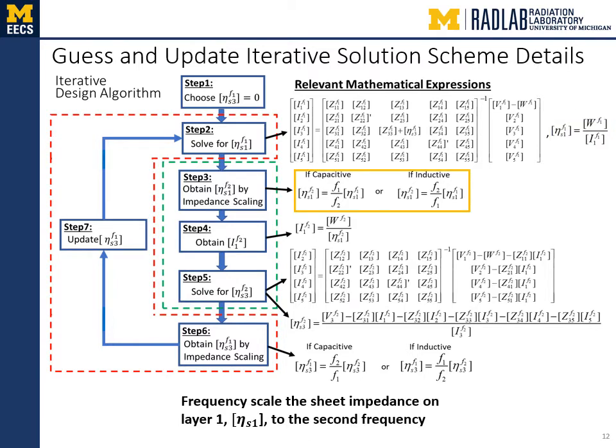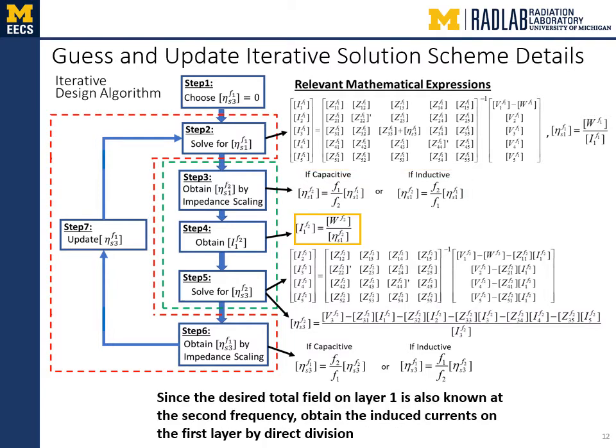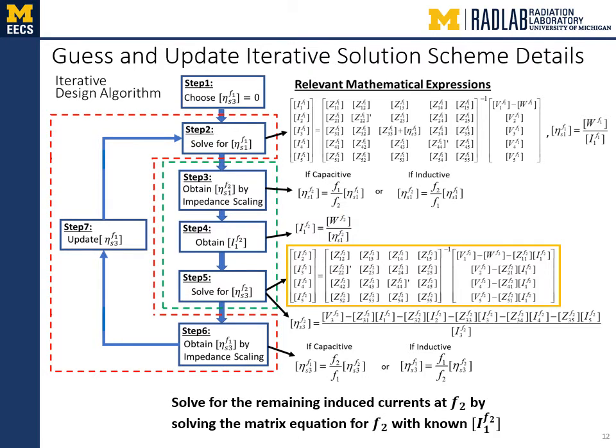By the usual frequency scaling laws for impedances, the sheet impedance of layer 1 at the second frequency can be determined. Because we now have the sheet impedance and the total field along layer 1 at the second frequency, we can solve for the induced currents along layer 1 at frequency 2. Because there are now only 4 unknown surface currents, we can reduce the system of 5 matrix equations into a system of 4 by removing the matrix equation describing layer 3, which has the unknown sheet impedances along that layer.